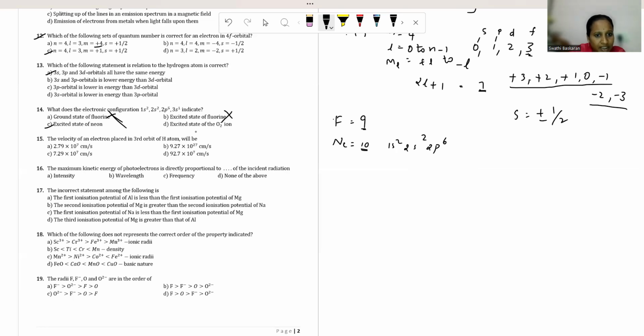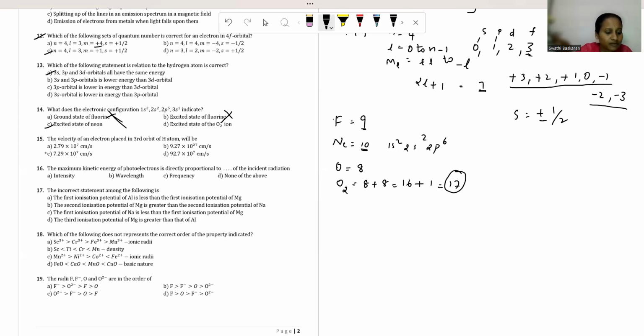Now excited state of oxygen, that is O2 minus ion. One oxygen itself has 8 electrons. So O2 means 8 plus 8, which is equal to 16 electrons. And then one negative charge means plus 1 electron, which is equal to 17. So this is completely wrong, and cannot be related to the total number of electrons given in the question, that is 1s2, 2s2, 2p5 and 3s1, which is equal to 10 electrons. So for the 14th question, option C only is correct.